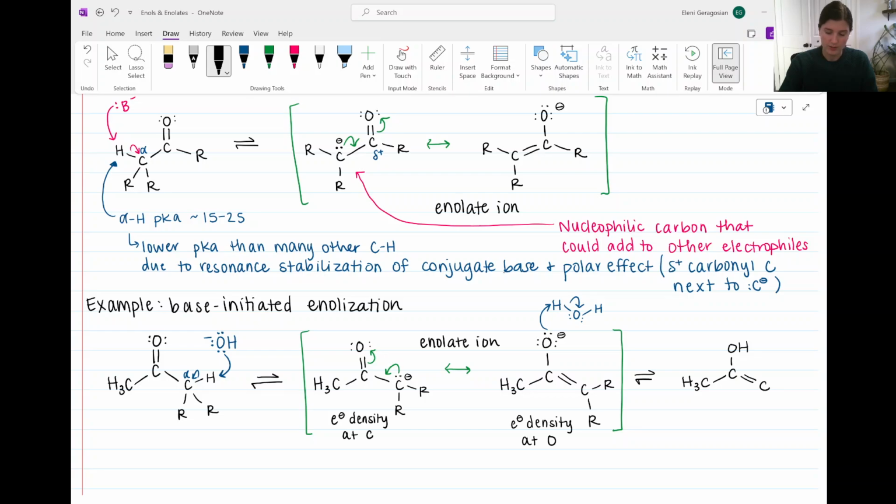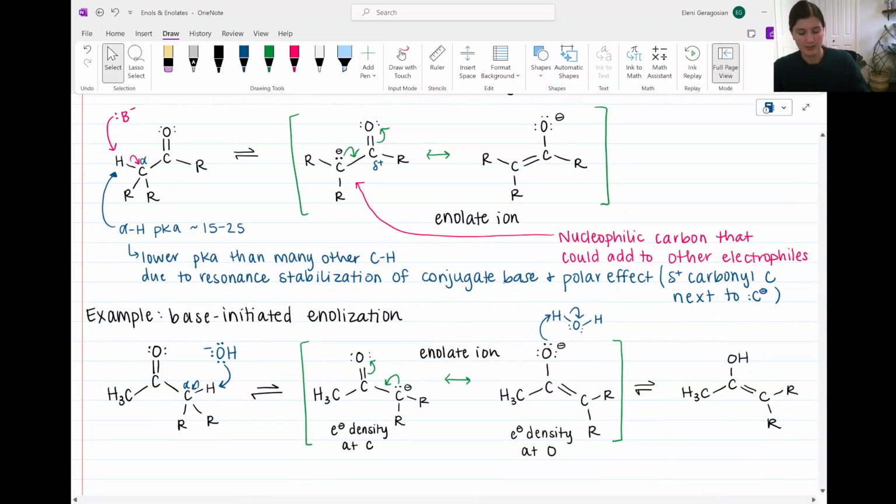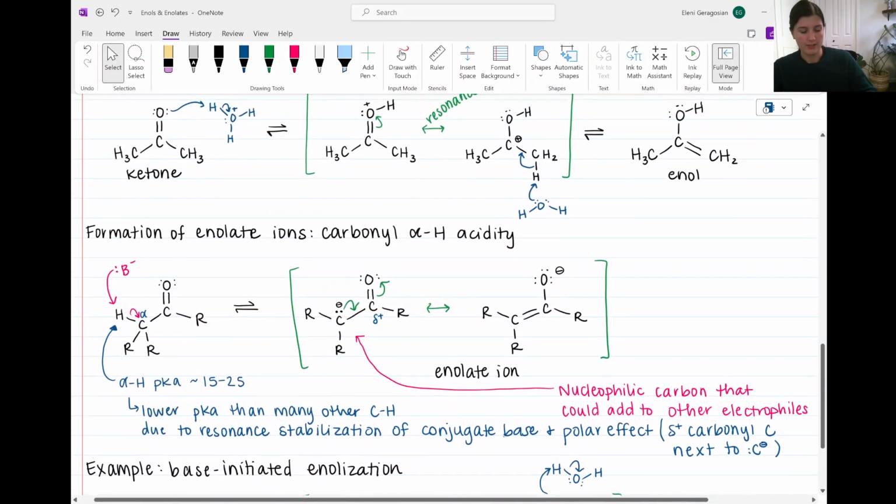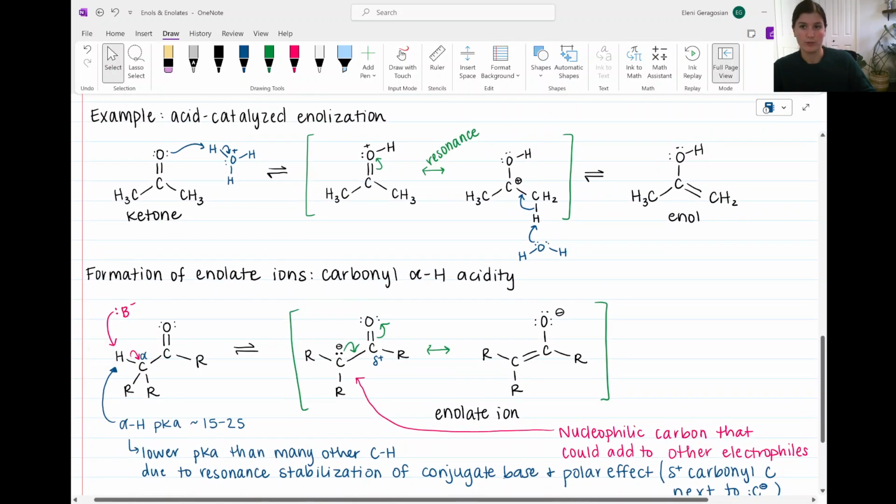We have a carbon-to-carbon double bond, and carbon is bonded to 2 R groups. So in basic conditions, if we're starting with a ketone, we form an enolate ion, which has a nucleophilic carbon. If we have acidic conditions, which we showed first, then we don't form the enolate ion, but we do still form the enol through that acid-catalyzed mechanism there.